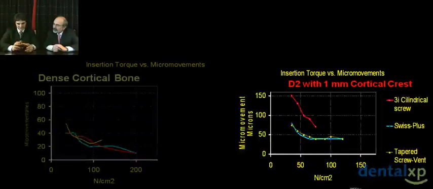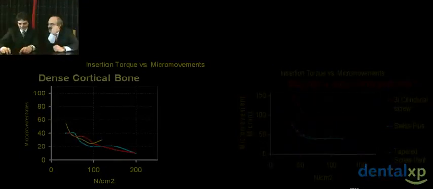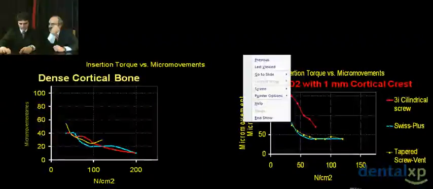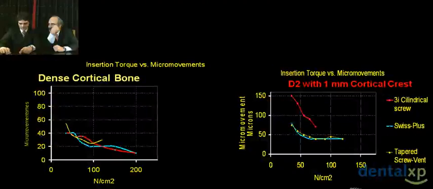And these are the results. They are quite different. If you look at this side, you can see the yellow line here, which represents the cylinders, and you can see how the curve stops here. This means that we were not able to achieve more than 120 newtons insertion torque in dense cortical bone. This graph represents dense cortical bone, and the other lines represent the taper implants. The red and the blue line represent the taper implants, and both of them were able to achieve up to 200 newton insertion torque. It is very high.